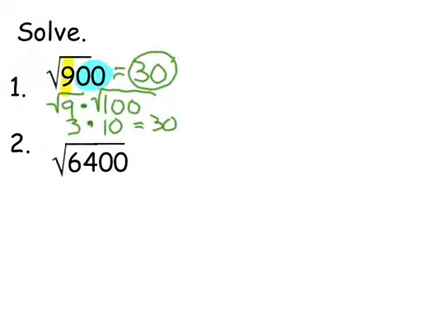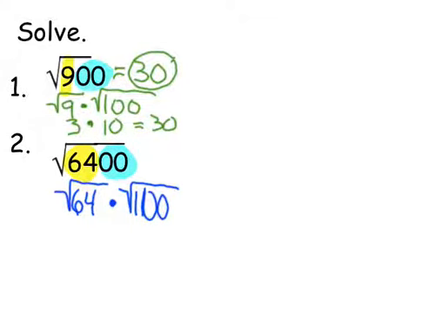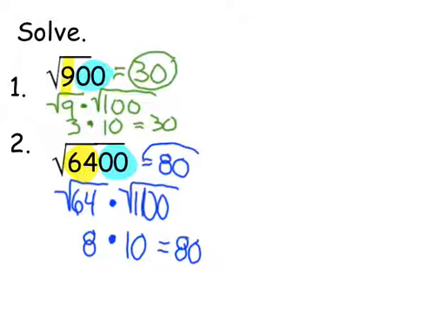Square root of 6,400, I recognize 64. I'm going to highlight the 2 zeros. I'm going to break this into 64 times 100. The square root of 64 is 8 times the square root of 100 is 10, and 8 times 10 is 80. So my answer is 80.